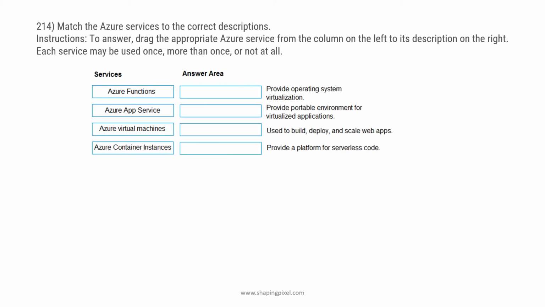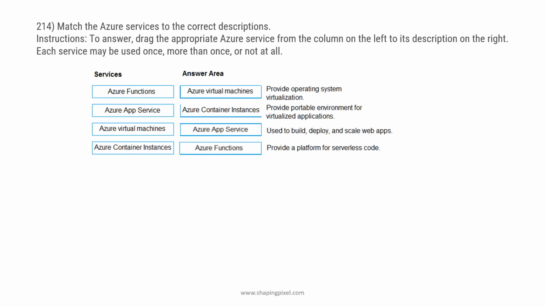Question number 214. Match the Azure services to the correct descriptions. Instruction: to answer, drag the appropriate Azure service from the column on the left to its description on the right. Each service may be used once, more than once, and not at all. So the services are Azure Functions, Azure App Service, Azure Virtual Machines, and Azure Container Instances.